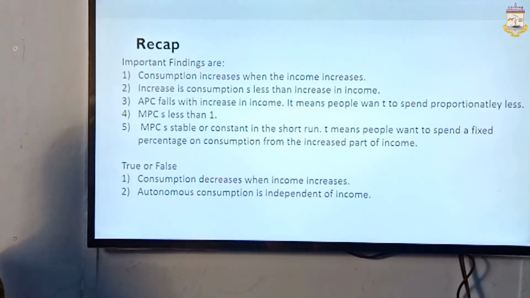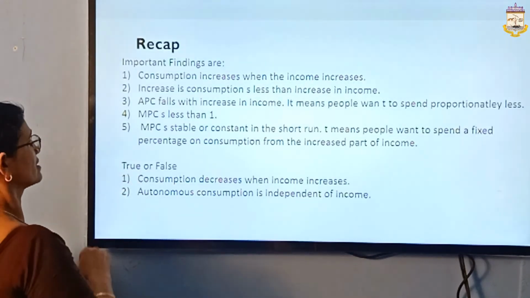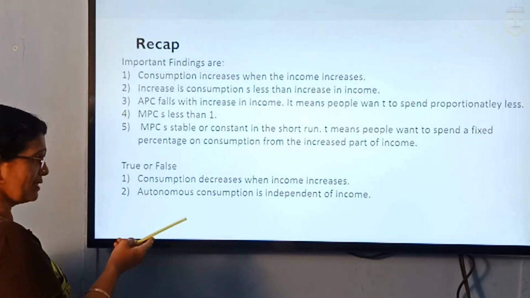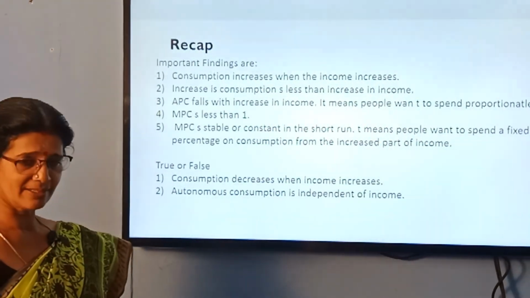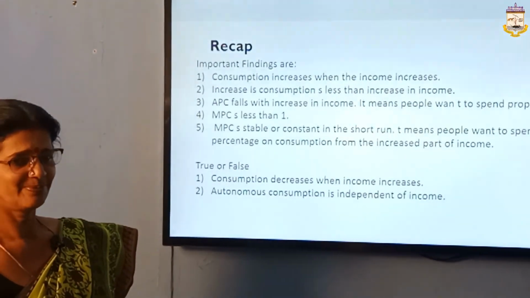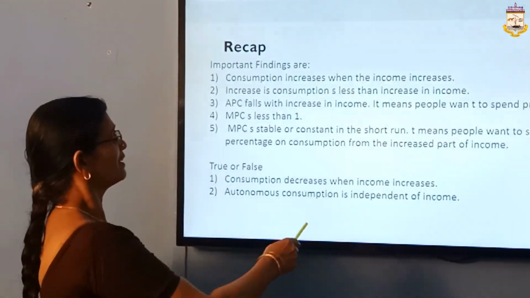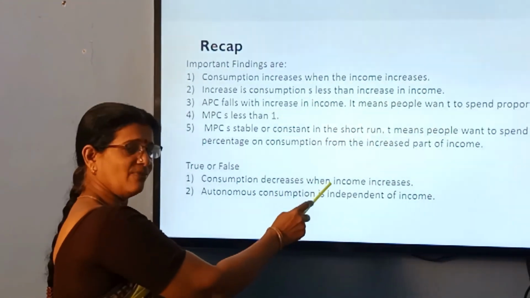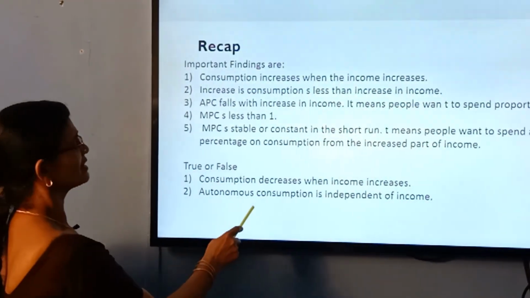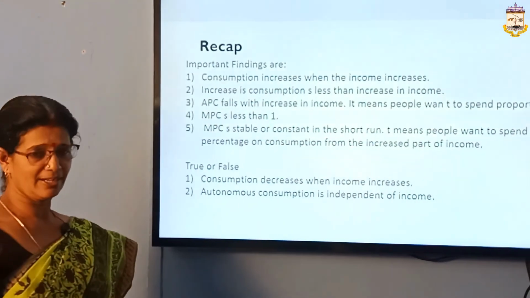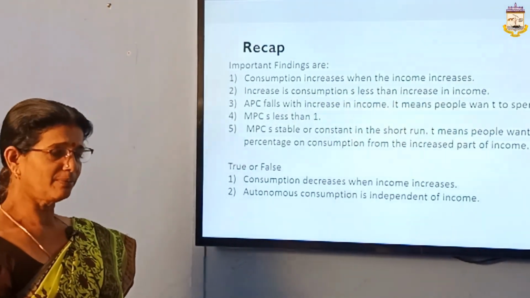Now we can check your understanding by asking these true or false questions. These two statements, listen children. Consumption decreases when income increases. True or false? Consumption increases only when income increases. So this is false. Next, autonomous consumption is independent of income. Autonomous consumption is unrelated to income.